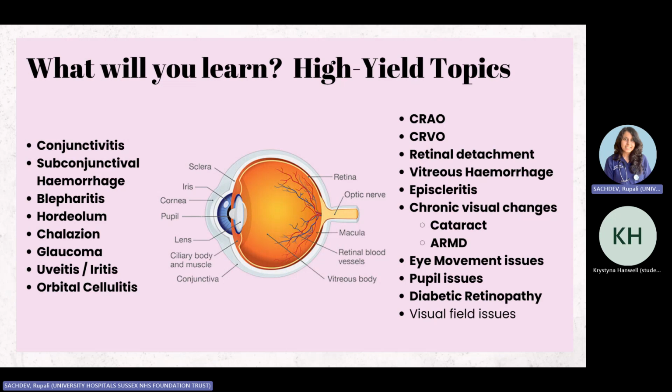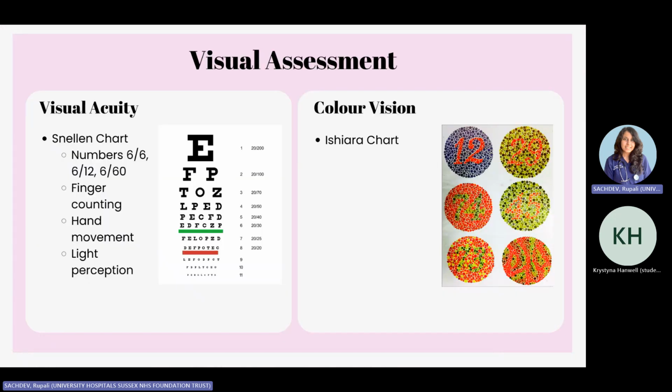So starting with visual assessment is really important. In A&E, we're short on time, so we get a bit creative with how we do visual assessment, but ideally, you're supposed to have a Snellen's chart to check for visual acuity. Very common question is, what do the numbers mean?